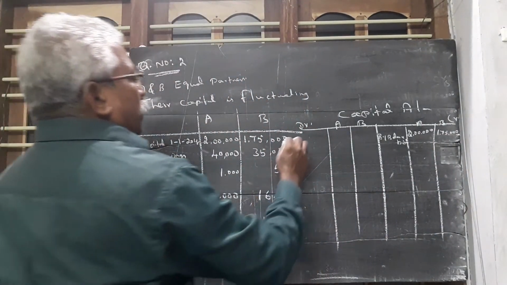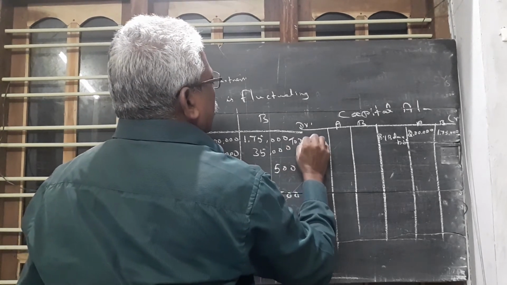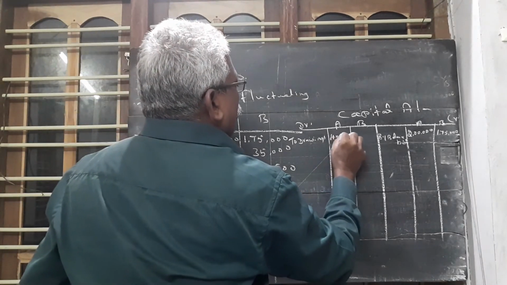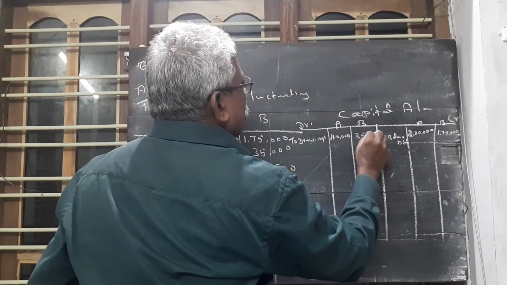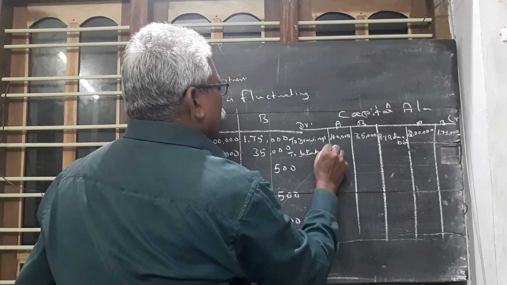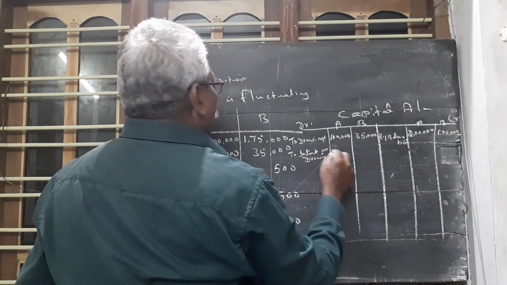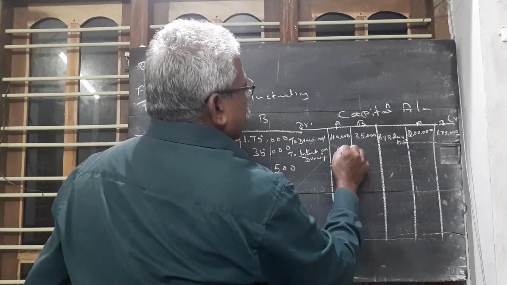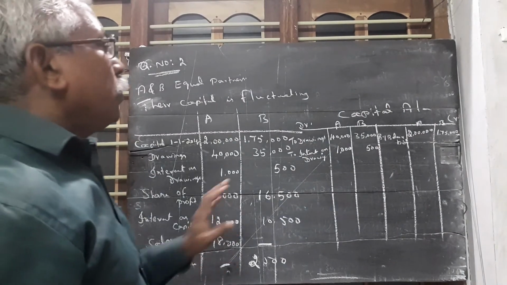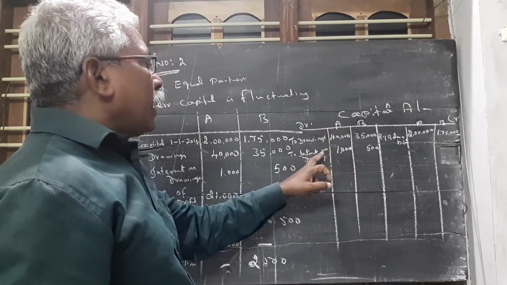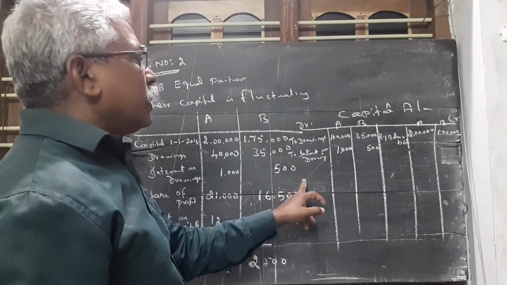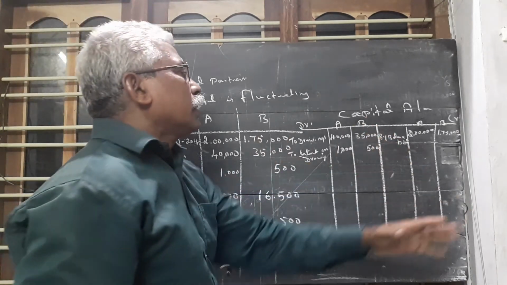Then drawings. Drawing always comes in the debit side. Drawing of A is 40,000. Drawing of B is 35,000. Interest on drawing also comes in the debit side. Interest on drawing is 1,000 for A and 500 for B. So normally in the capital account, drawings and interest on drawings alone come in the debit side. If any loss arises, the loss is entered here. Remaining all the information comes in the credit side.